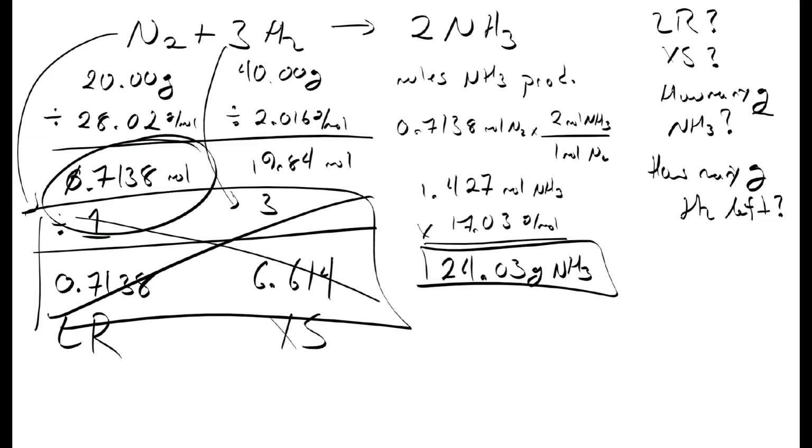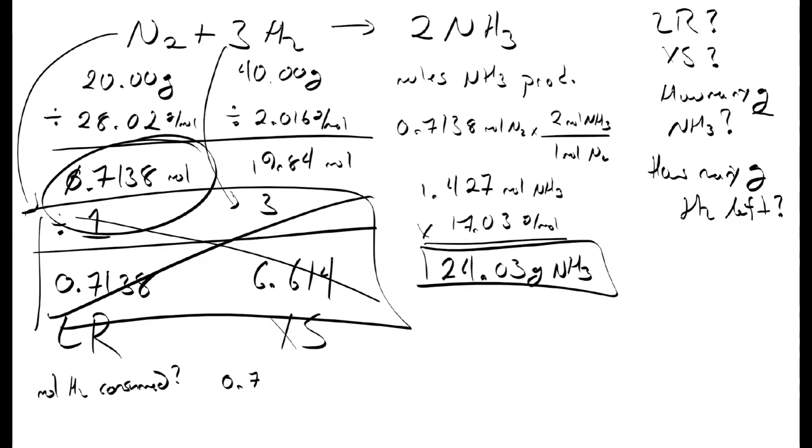So that is based on the limiting reagent. Now, how much hydrogen will be left over? So first, how much is used? Moles H2 consumed. That is what you figure out using the limiting reagent.